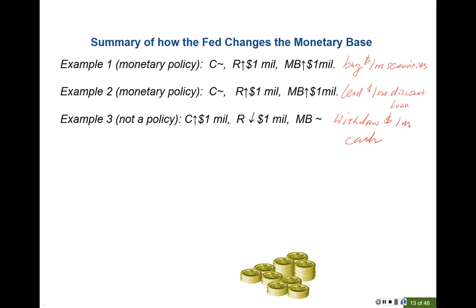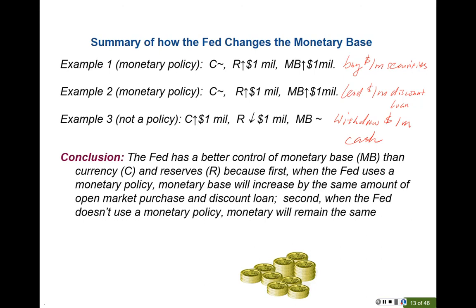What about example 3? When the Federal Reserve does not take any monetary policy, do you want the variable to change? No. If the Federal Reserve does not take any monetary policy, you hope the variable you control does not change in this case. So for example 3, we can see the monetary base remains stable when the Federal Reserve does not take policy action. Here we can say reserves are not good because reserves will change even when the Federal Reserve does not take the policy. So currency is not a good candidate. Reserves are not a good candidate. And we can reach the conclusion here: the monetary base is the better economic variable for the Federal Reserve to control.